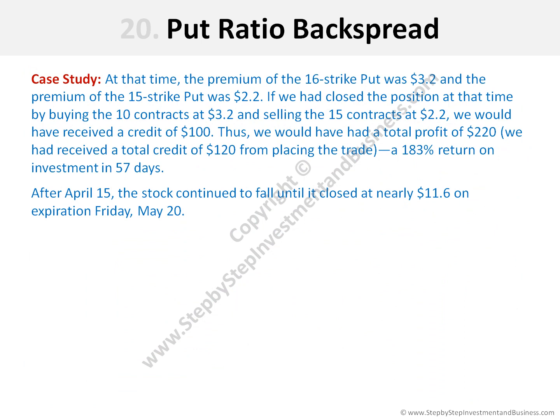If we had closed the position at that time by buying the 10 contracts at 3.2 and selling the 15 contracts at 2.2, we would have received a credit of $100. Thus, we would have had a total profit of $220 because we had received a total credit of $120 from placing the trade, making a 183% return on investment in 57 days.